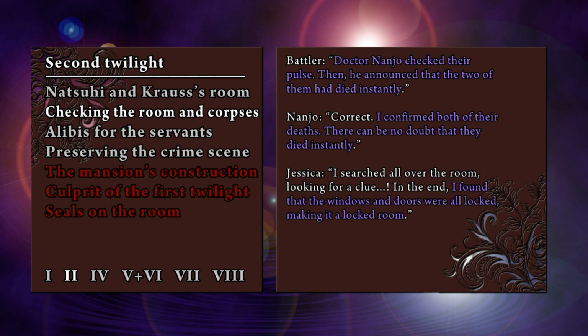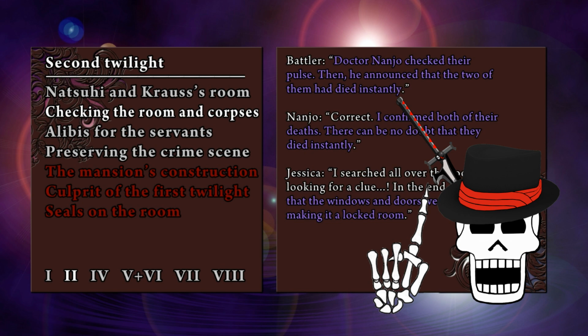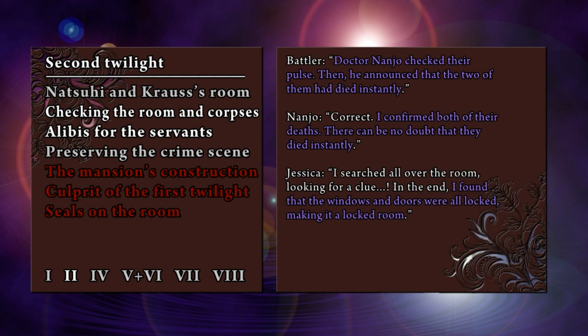That means Natsuhi plus Kraus are innocent as well. So now we have... Oh, so that means that Kraus and Natsuhi are going to be telling the truth as well. So that means we're going to be going back to the first Twilight. Okay, we're getting the ball moving, folks. We're getting the ball moving.